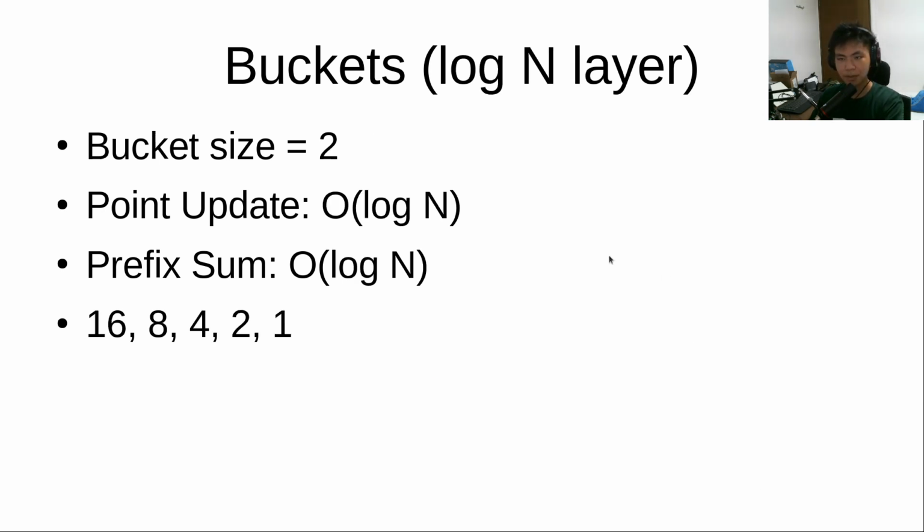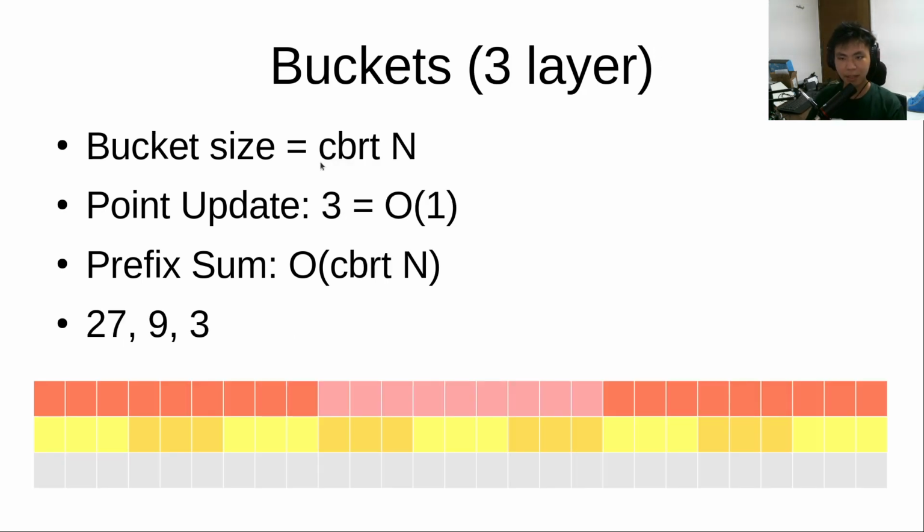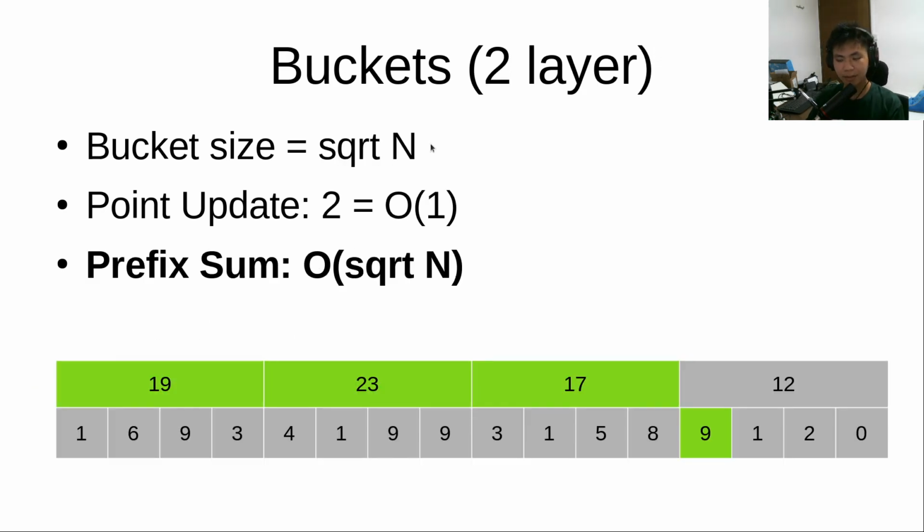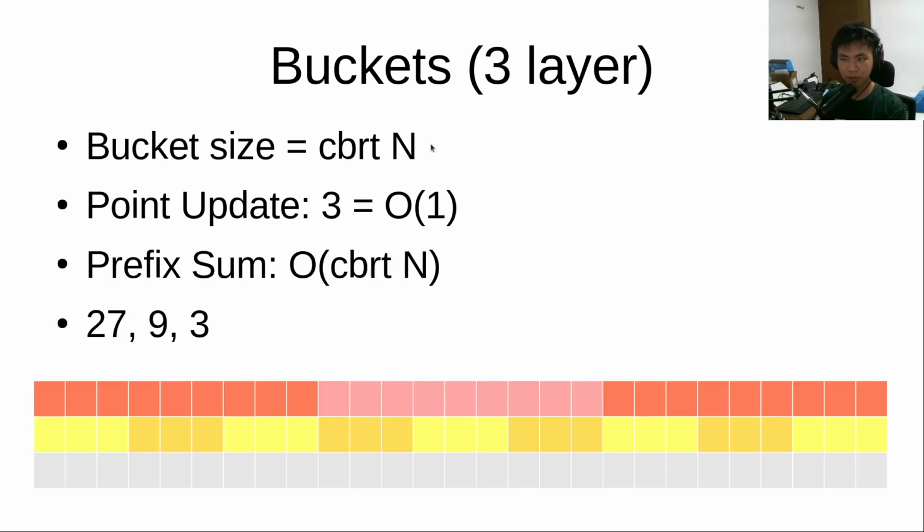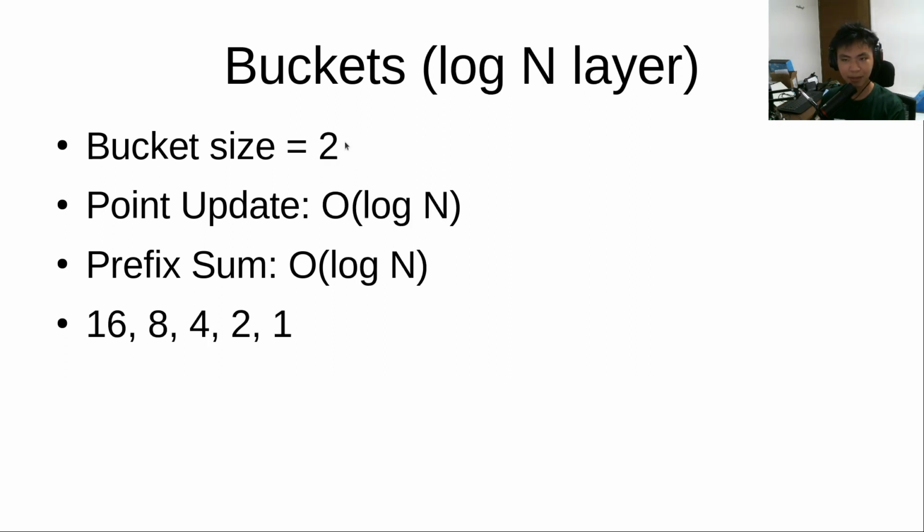So if we bring this idea even further, we see that the bucket size previously was square root n. Then when we add another layer, it becomes cube root n. If we add another layer, it'll be 4th root of n, and so on. And if we bring it to the extreme, the bucket size becomes 2. And at that point, it doesn't make sense to decrease it further, because if we're going to store 1 element in the bucket, then that's just the array element itself. So log n is the furthest number of layers you can go.